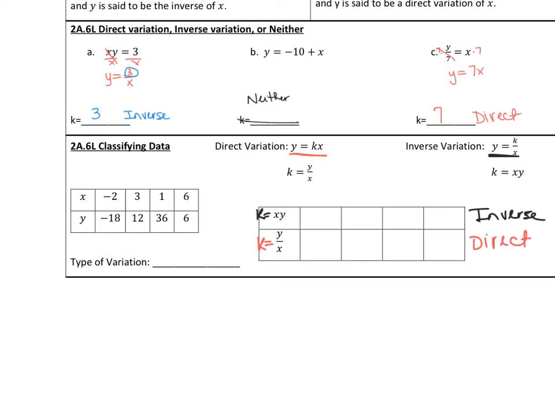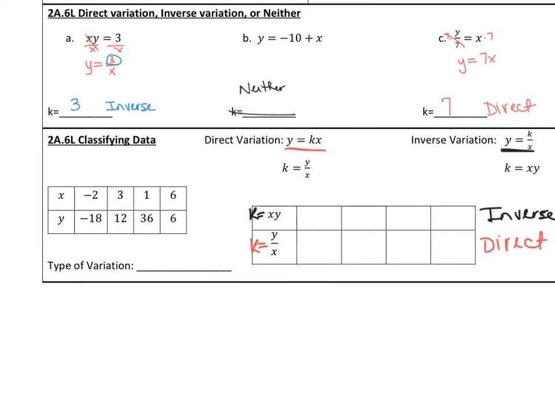So we're going to take the numbers from the table, and I don't know if we show all the work there, but what I'm going to do is pair them up and take these two first, then these two, then these two, and then the last two, okay? So for the first two, I'm going to multiply x and y. That's negative 2 times negative 18. I get 36. I do the second ones. 3 times 12, I get 36.